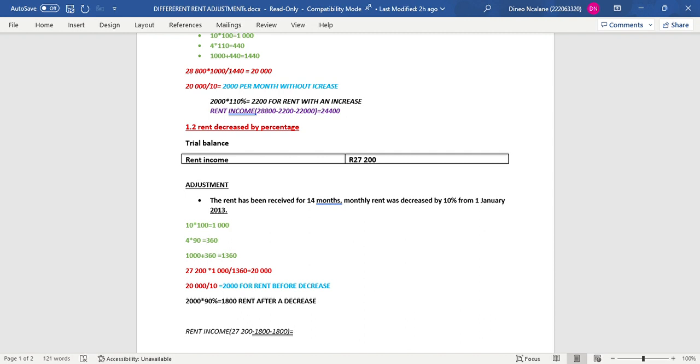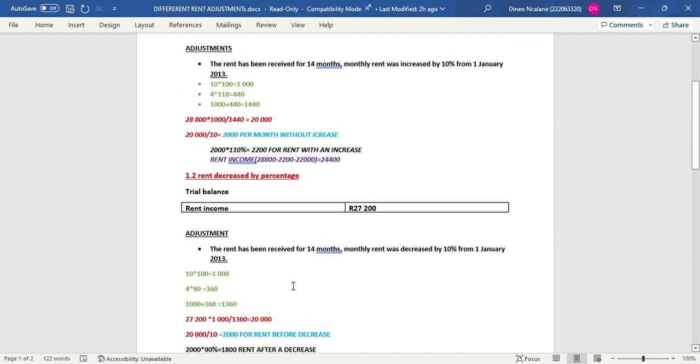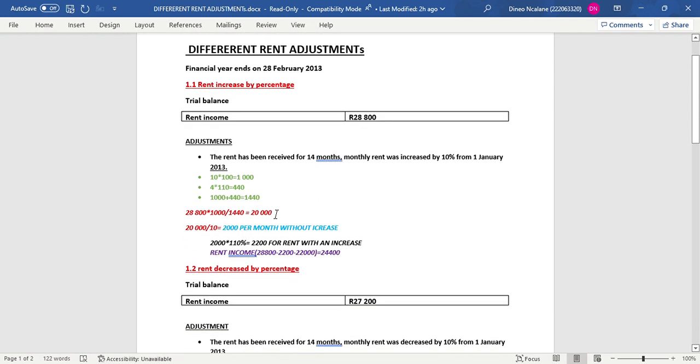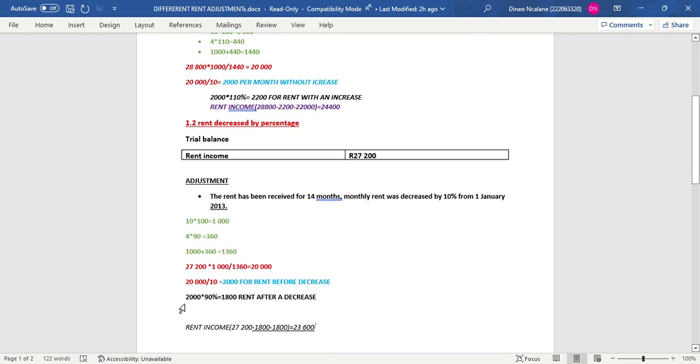It's 27,200 minus 1,800 minus 1,800. The correct amount of rent that is supposed to be on the trial balance is 23,600, not 27,200. This 27,200 is extra with an amount of 1,800 plus 1,800, okay. So this is how you should go when calculating or treating the rent income on the income statement.